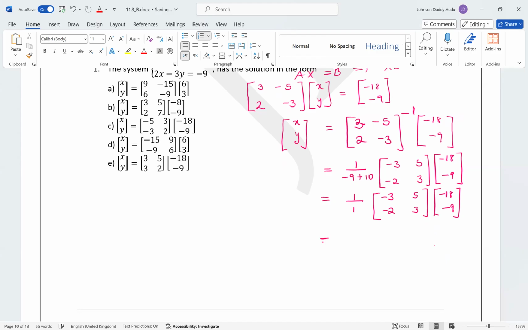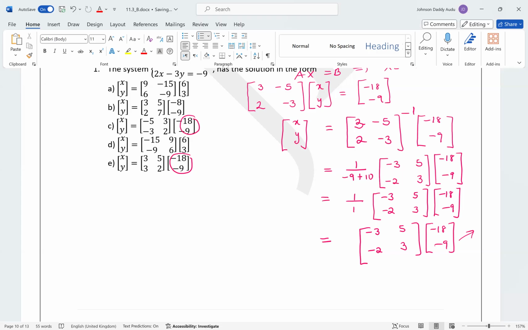So with this, we will get that what? Here is just 1. So this is what we have left: minus 3, minus 2, 5, 3, and minus 18, minus 9. But if we look at the options, do we have anything like this? I don't think so. We don't have any like that. So the only place where we have minus 18, minus 9 is this one. Here we have minus 18, minus 9.